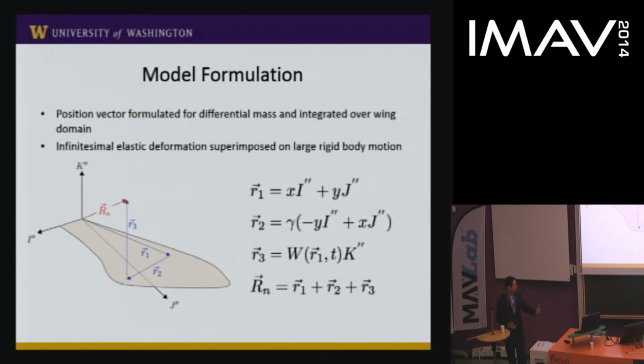And the last and probably the most interesting position vector is R3. This represents the infinitesimal out-of-plane elastic deformation of the wing. And this is contingent on both position and time. So essentially what we've done here is we've superimposed an elastic deformation on top of the large rigid body motion of the wing. And of course, you can sum these three vectors to give you the total position of the differential mass as a function of time.